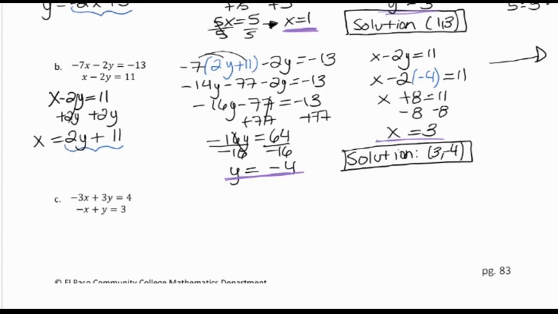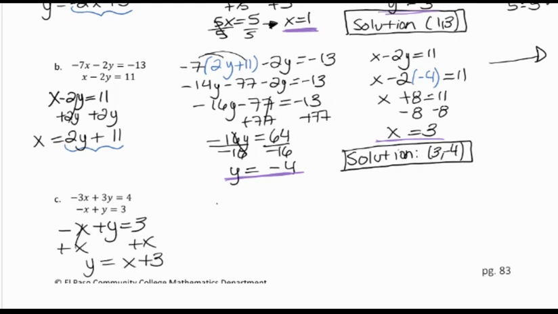Example C. The first step, solve one of the equations for one of its variables. Look for the one that has a coefficient of 1 or negative 1. We're going to solve for y in the second equation. So we have negative x plus y equals 3. So we add x on both sides. So y equals x plus 3.